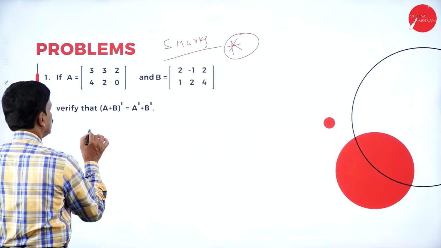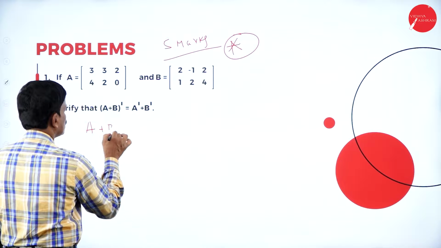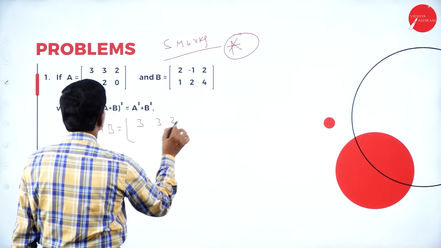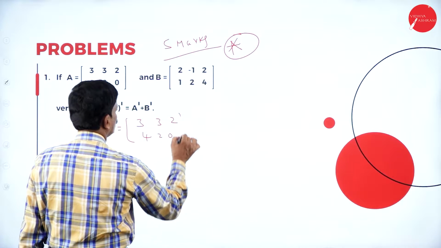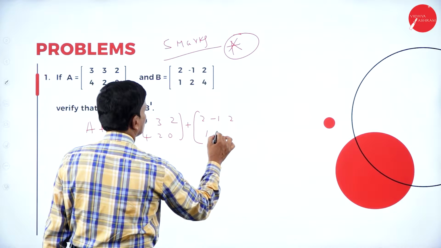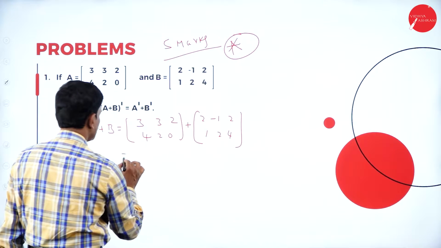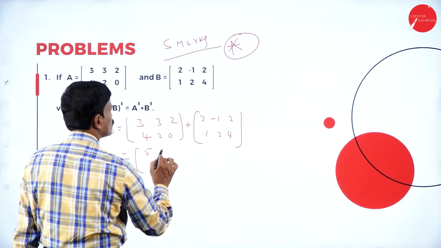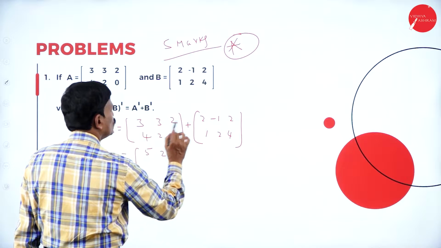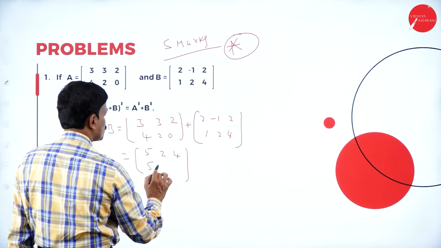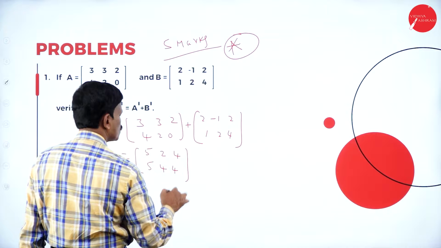Now let us take the first, LHS, A plus B. Write down A plus B. What is A? [3, 3, 2; 4, 2, 0] plus B, [2, minus 1, 2; 1, 2, 4]. Let us add these two. If you add, what you will get? 3 plus 2 is 5. 3 minus 1 is 2. 2 plus 2 is equal to 4. 4 plus 1 is 5. 2 plus 2 is 4. 0 plus 4 is equal to 4.